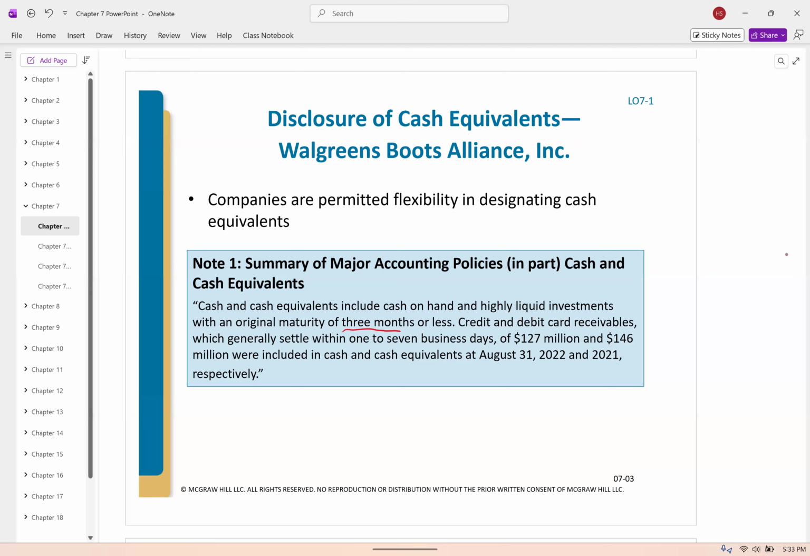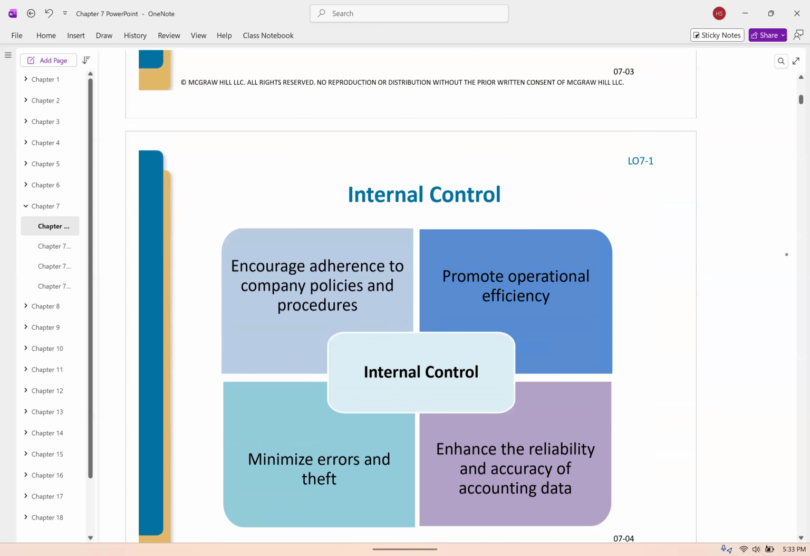Okay. Because credit cards, that would be a receivable, but when a charge is made on that credit card, the cash comes to the business really fast. They said 1 to 7 business days. It's usually like 3 to 4. You get the money from Visa, MasterCard, Discover, and all of those. Okay. So that's how we have to disclose it.